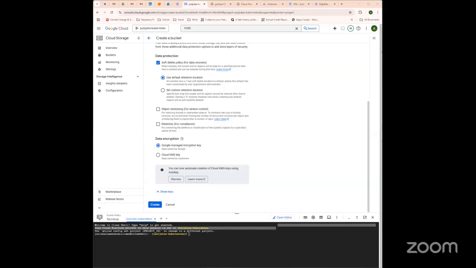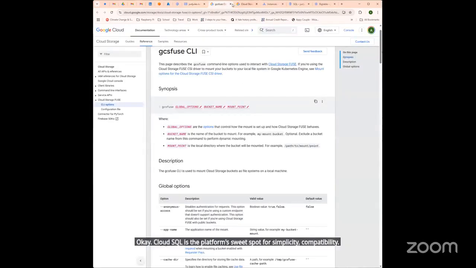All right. Next up is Cloud SQL. Cloud SQL is the platform's sweet spot for simplicity, compatibility, and ease of use. Let's go over here.